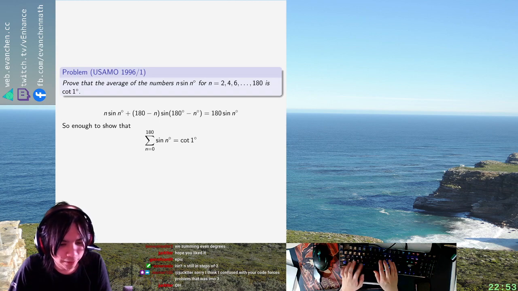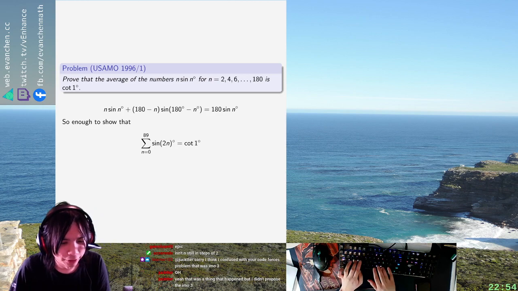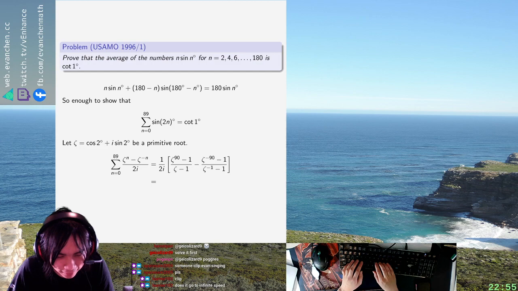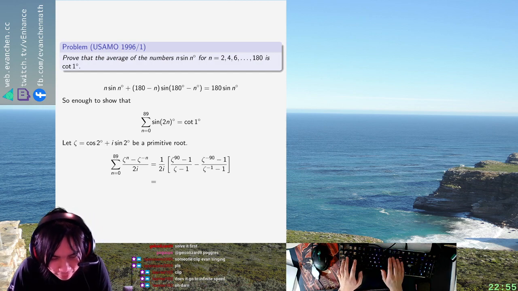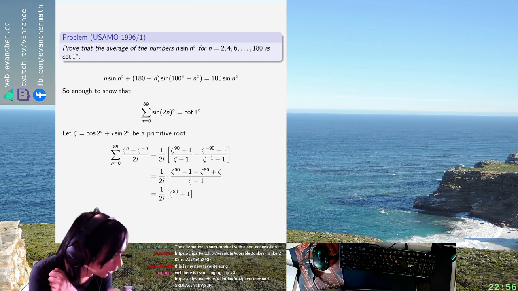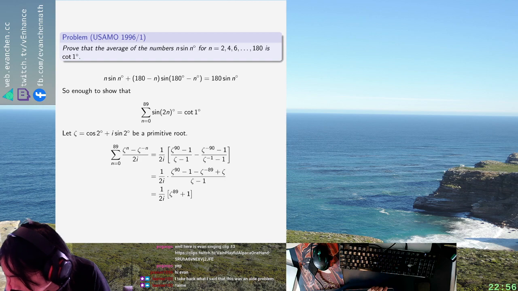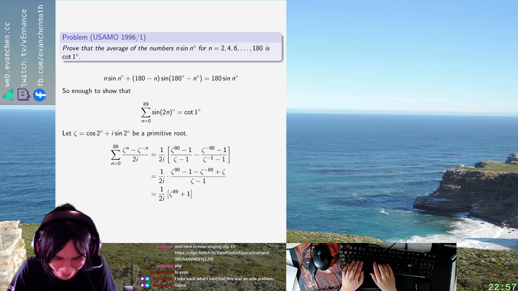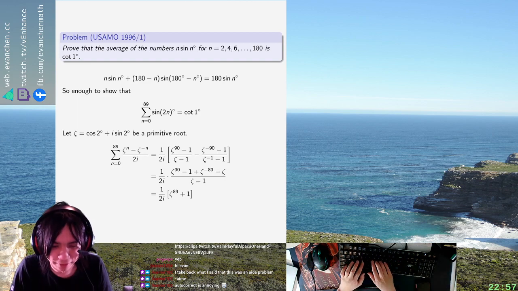Wait, no. Hang on. 180 minus n degrees minus n degrees? Okay, so this is equal to something. What is it equal to? 180 sine n degrees, right? No, it's really small. Okay, great. So 90 times sine 90. Oh, maybe that's not right.